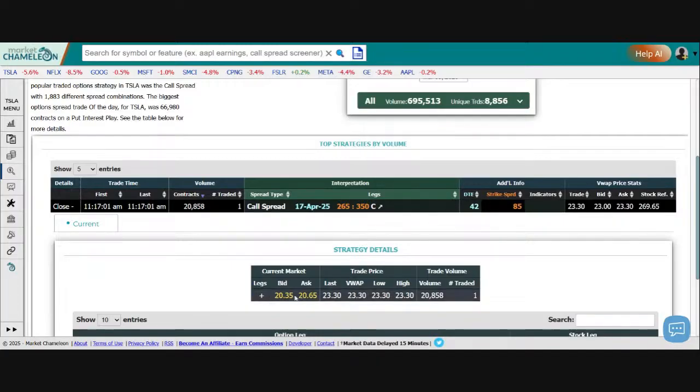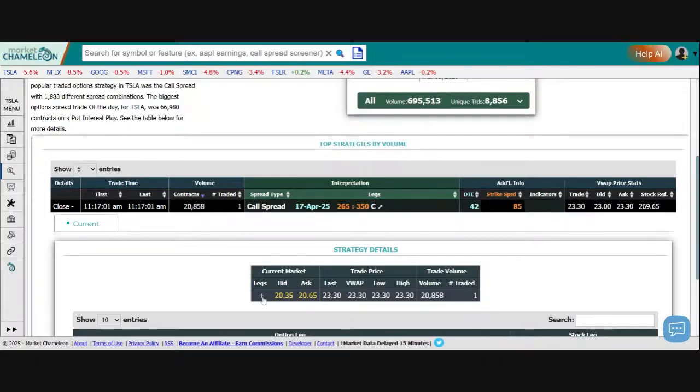So you can see here that spread, the last bid and offer is $20.35, $20.65. So it's lower, right, than where it traded. Right, it traded at $23.30. Now it's around, let's say, $20.50.